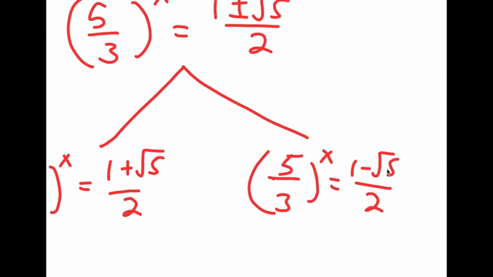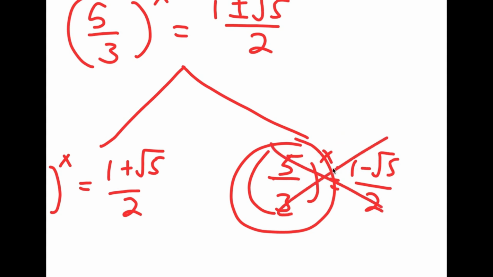So 5 over 3 to the power of x equals 1 minus the square root of 5 over 2. Well, 1 minus the square root of 5, that's going to be a negative number. And a negative number divided by 2 is still a negative number. And notice how we have a positive number to the power of another number here. And you can't take the power of a positive number and make it equal to negative. So there is no solution for this.